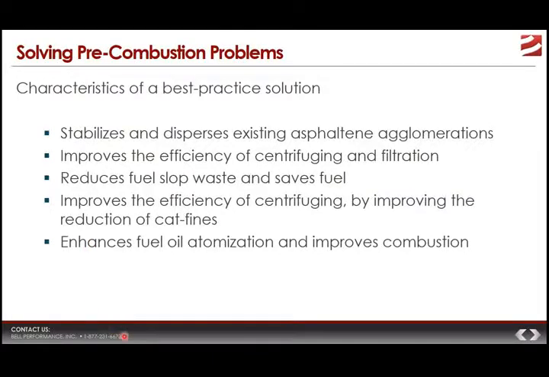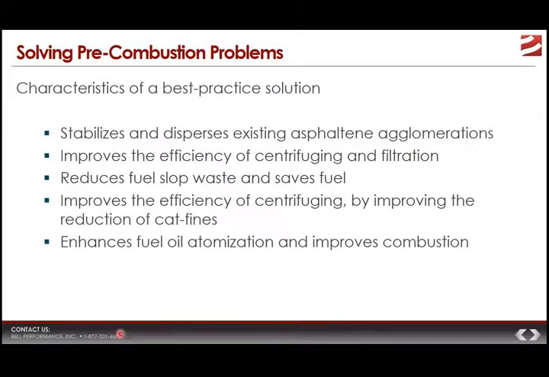You want something that is going to be able to stabilize and disperse asphaltenes. You want something that's going to help improve the efficiency of your centrifuging and the efficiency of your filtration. Now, this relates to this. If you can stabilize asphaltene dropout, if you can disperse it, keep it in the fuel, well, that means it's not going to come out as much in the centrifuge, and it's certainly not going to come out as much in the filters. So this will lead to this. You need something that will reduce fuel slop waste and save your fuel.